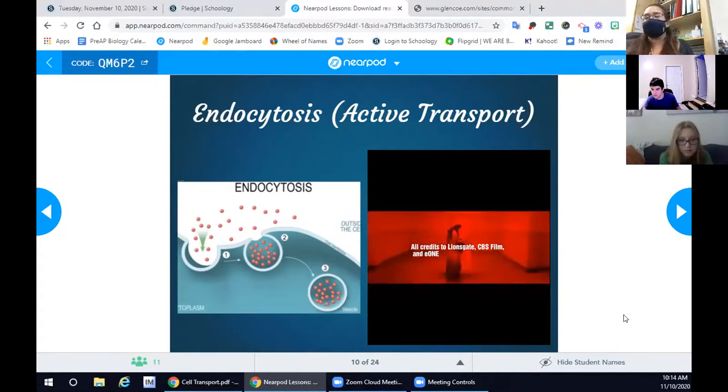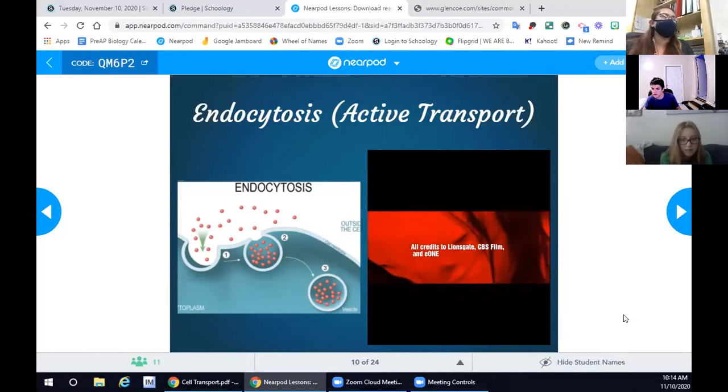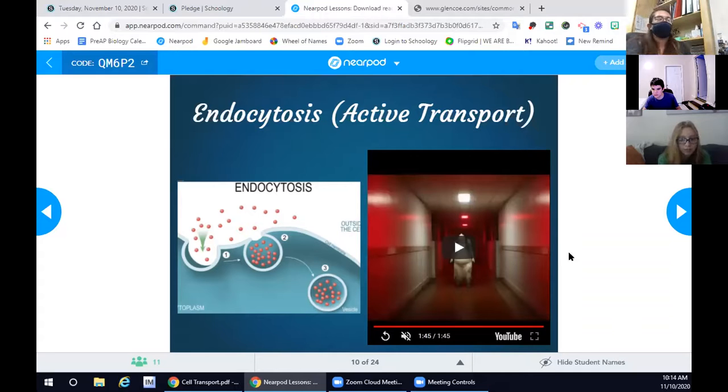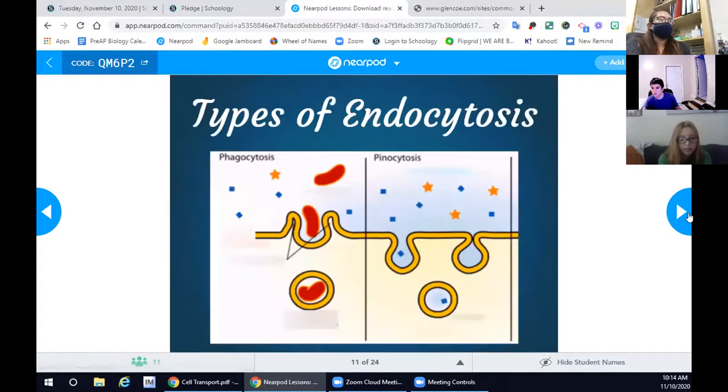That's engulfing. That's endocytosis. And in order to do this, it does need energy because, again, we're bringing in large molecules. There are two types of endocytosis. We have phagocytosis, which brings in the large molecules, and then we have pinocytosis, which brings in the liquid. Because sometimes around the cell, we need to bring in that liquid, and it's too large to pass through the cell membrane, so again, it needs to be engulfed. So again, phagocytosis and pinocytosis.